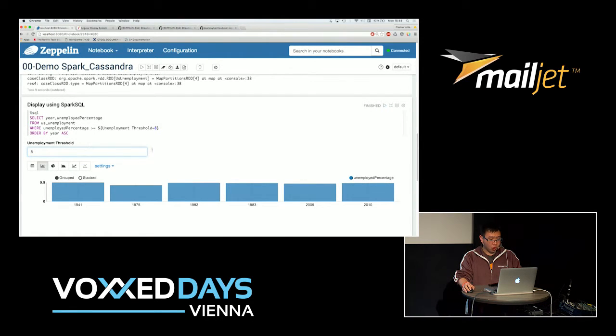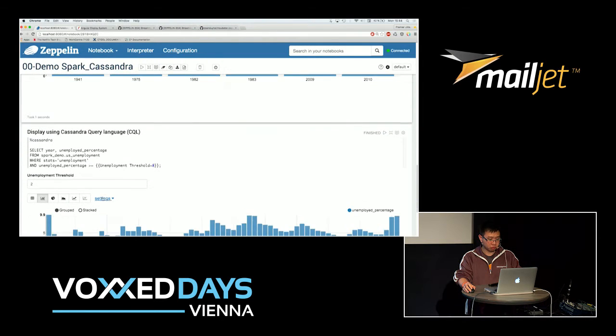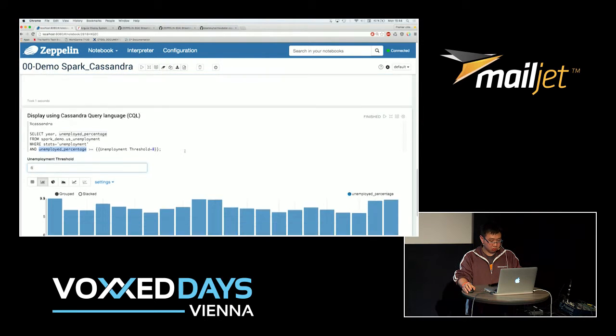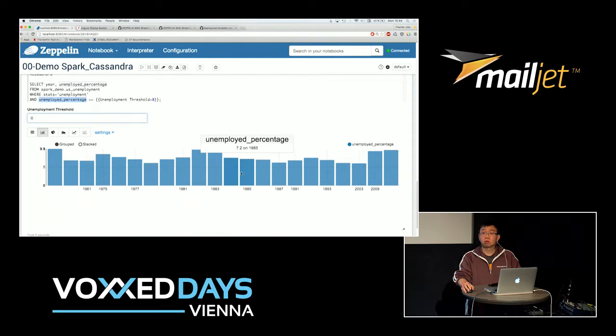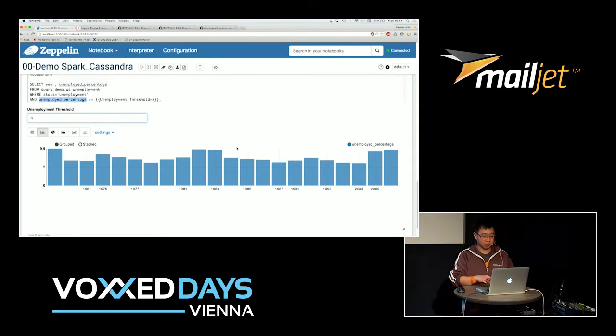With the same kind of query, I can use plain Cassandra Query Language to query my data. Since I have created an index on this column, I can use it to query my data, for example, 6%. Okay, fine. So this is a very fast intro to show you what Apache Zeppelin is.